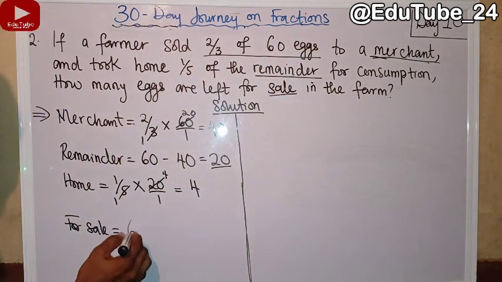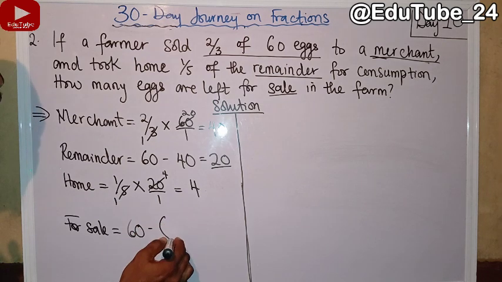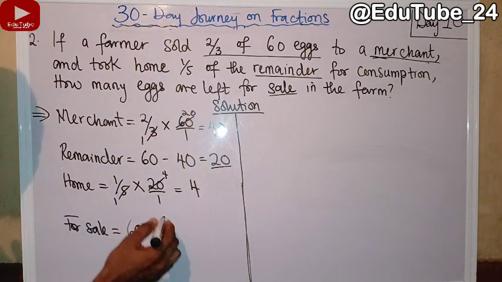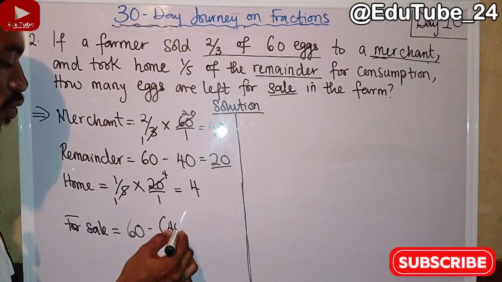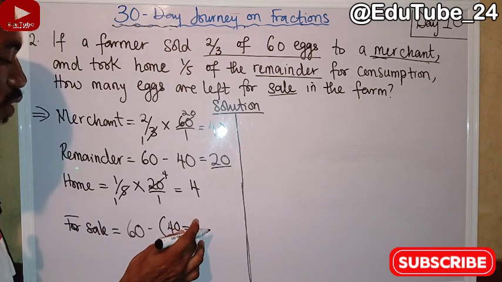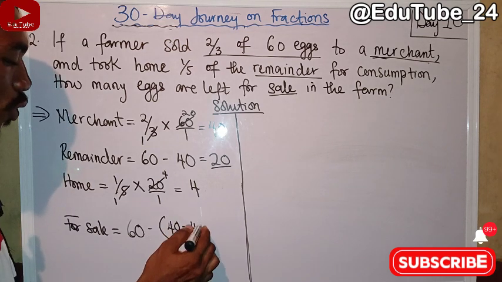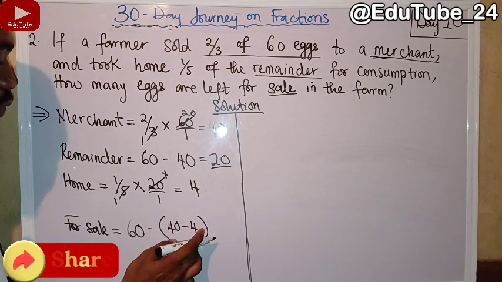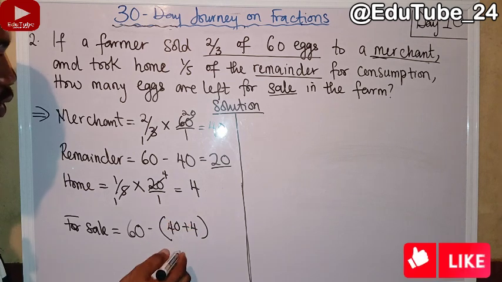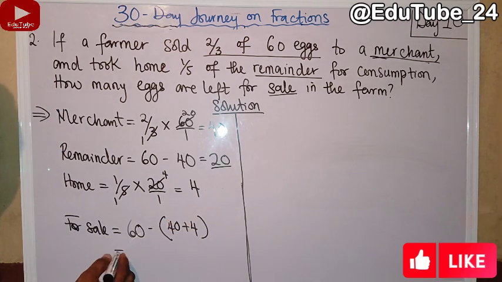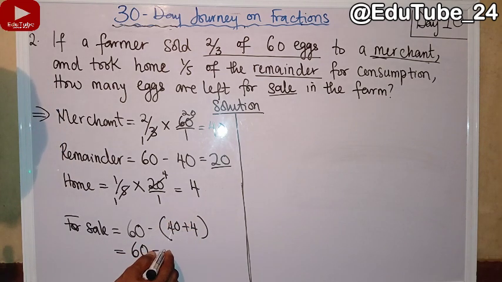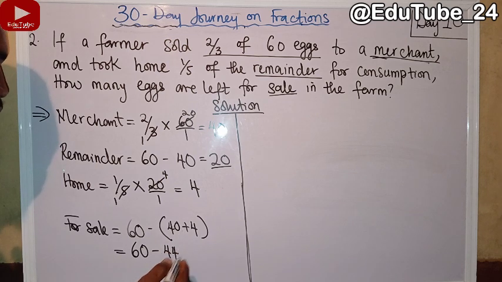So that is going to be 60 minus, I'm going to open the bracket for the addition of the eggs sold to the merchant, which is 40 eggs, and the eggs taken home for consumption, which is 4. So 40 plus 4, and that is going to be 44. So 60 minus 44, and that is going to give us what?